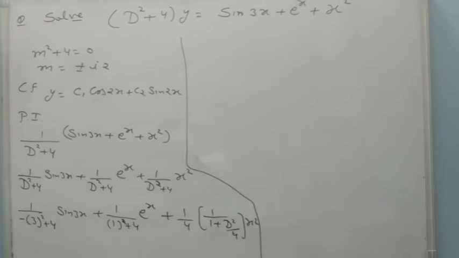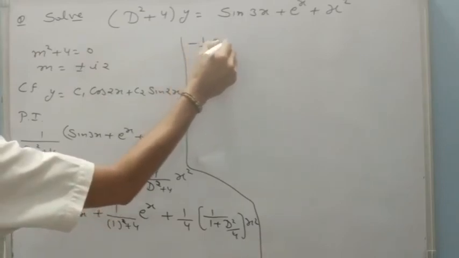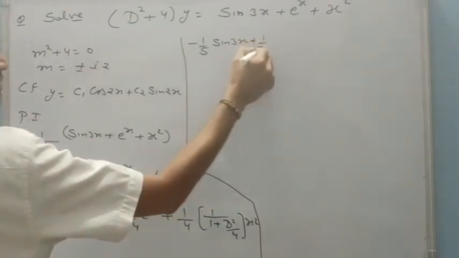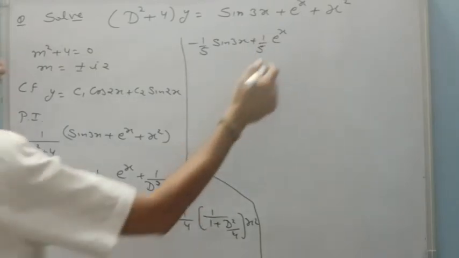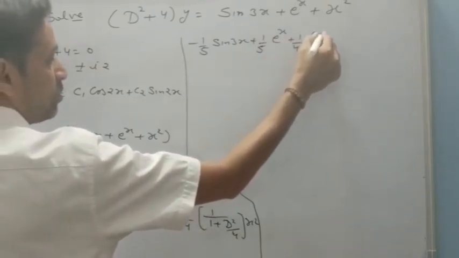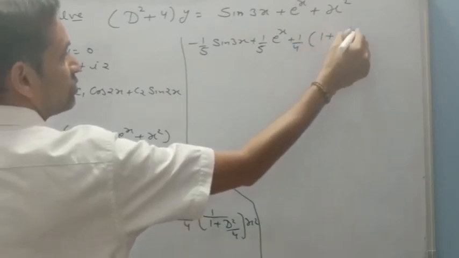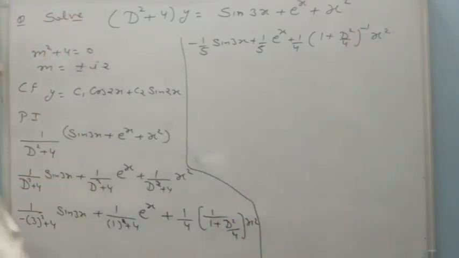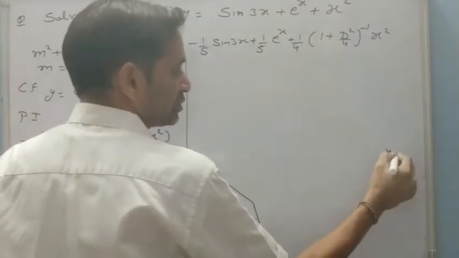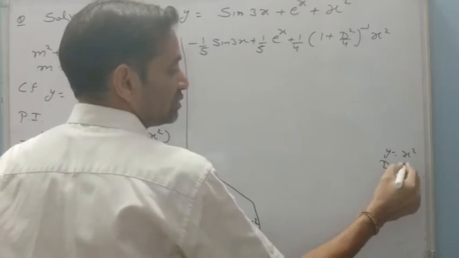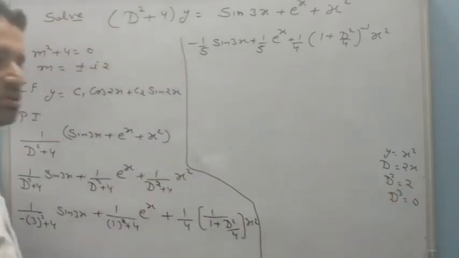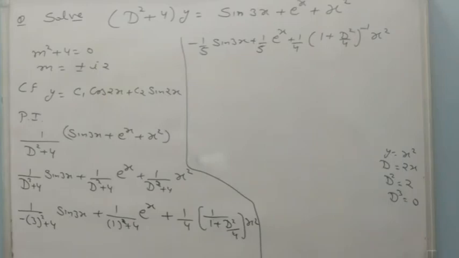Now, for doing ahead, it will become minus 9 plus 4, means minus 1 by 5 sin 3x. It will become 1 plus 1, 4, 5, means 1 by 5 e to the power x. And in this case, it becomes 1 by 4, 1 plus D square by 4 to the power minus 1 of x square. For doing further, first of all, we take y equals x square, and the first derivative is 2x. Second derivative will be 2, and the third derivative will become 0. So I just need to go till the third derivative, not more than that.